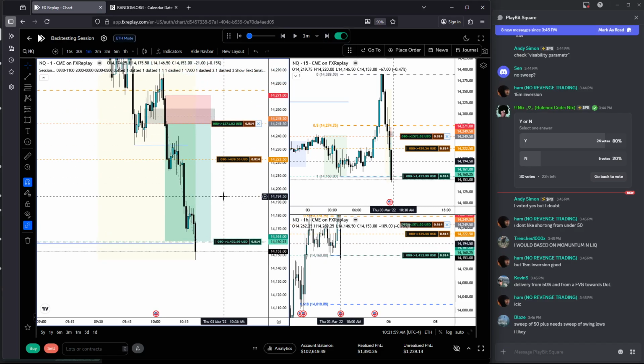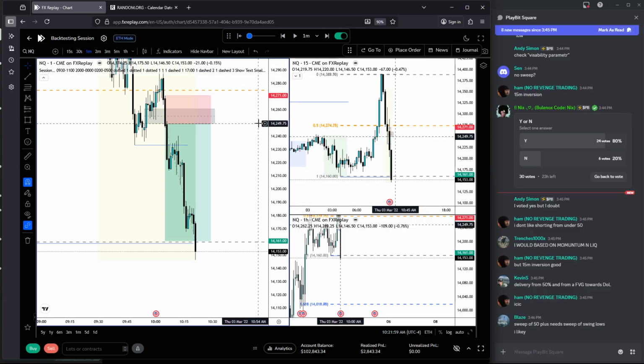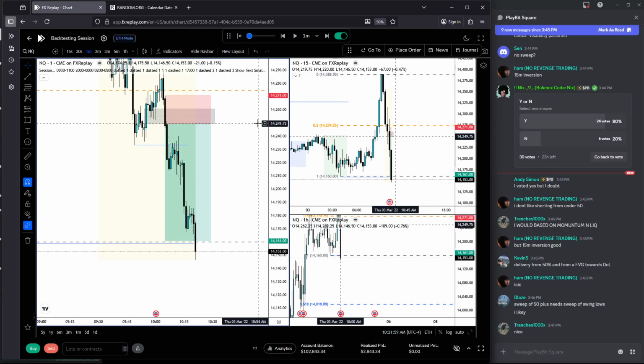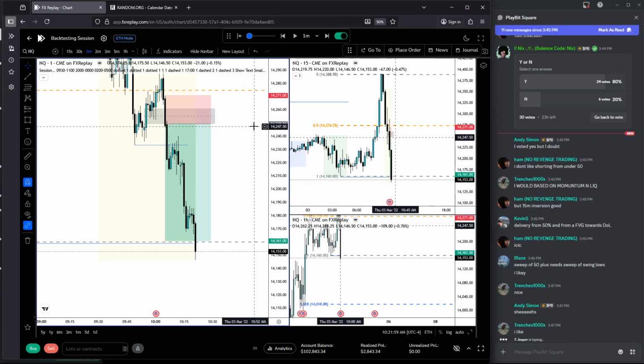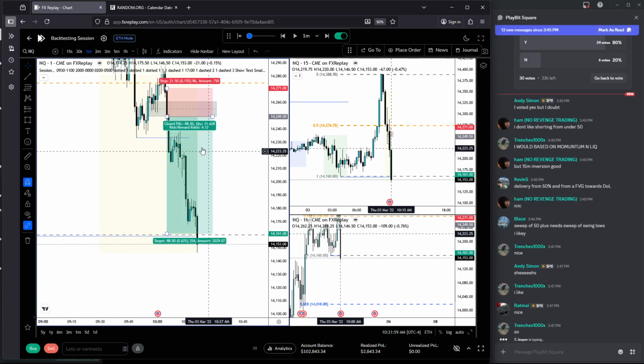Okay, there you go. Bang, first trade banger. We made 2.8 R off of that. Very clean, very nice. 2.8 R setup there, very good banger.